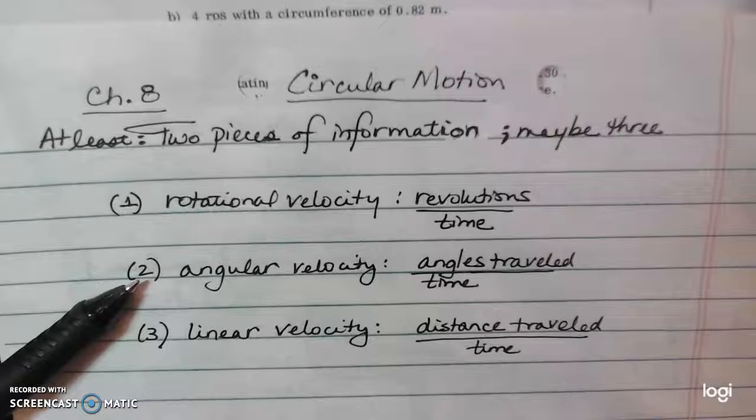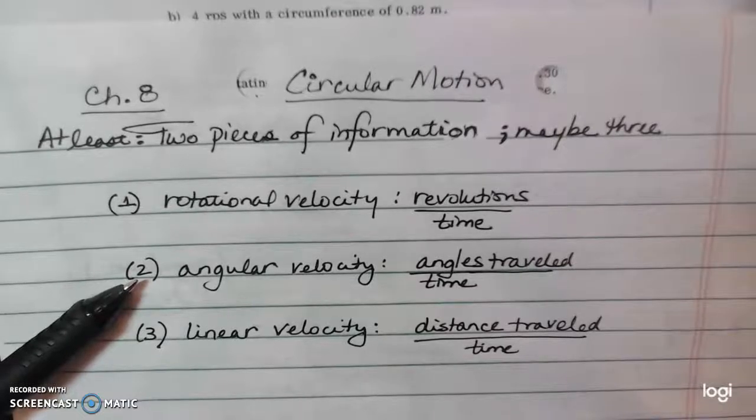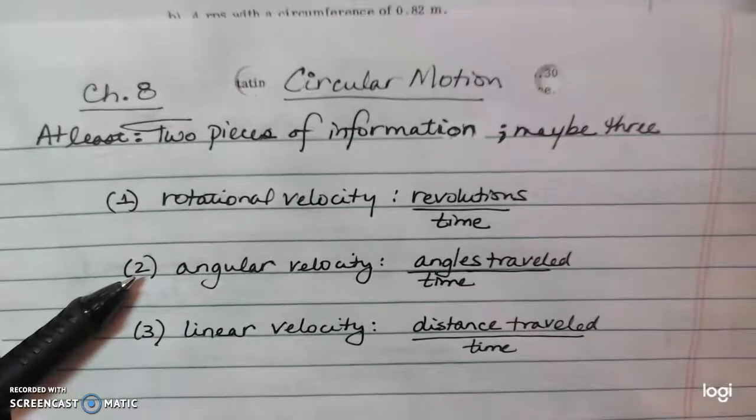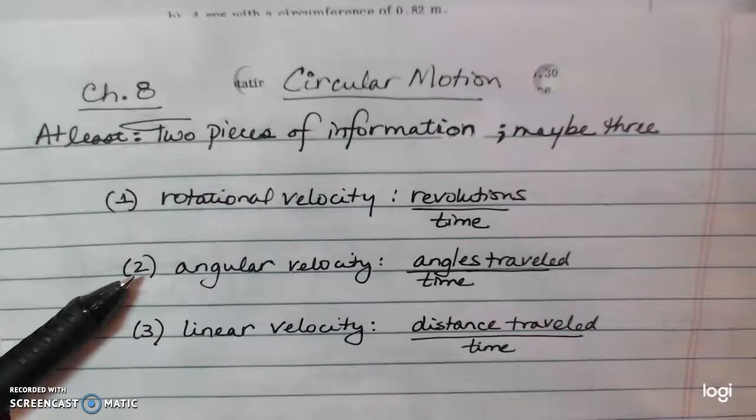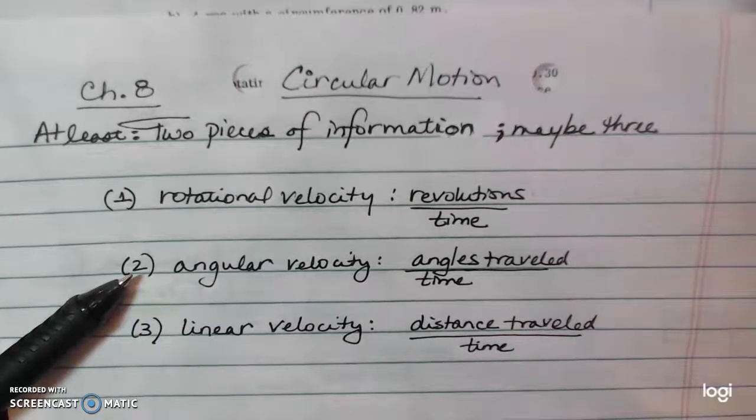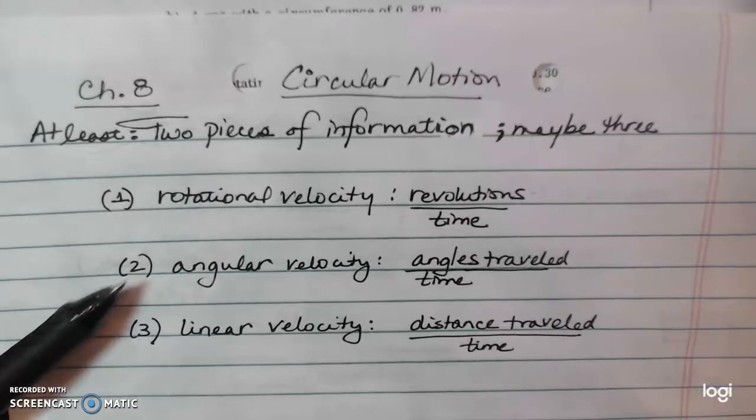Angular velocity, angles traveled, also as a function of time. So perhaps it's gone through 27.5 radians in 5 seconds. You could set up the problem, do the division, and find angular velocity given 1 second as an example.